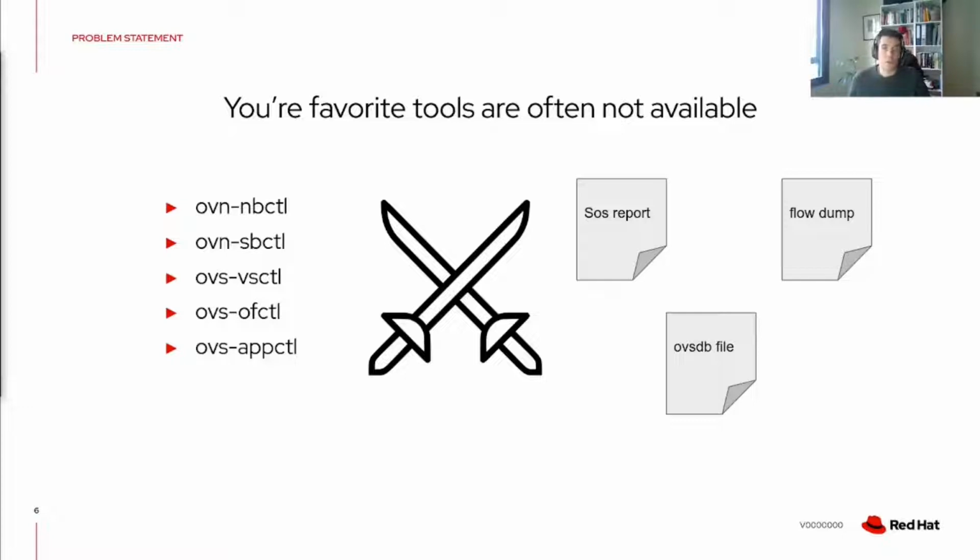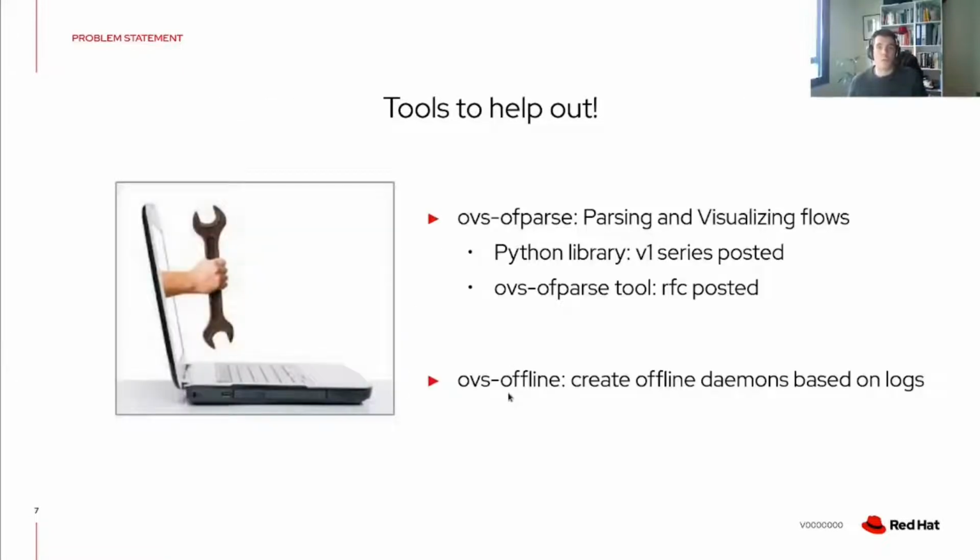And the result of that is that we take longer to analyze and solve customer cases and also to develop new features. In order to help out, we've introduced a couple of tools. First, I will briefly explain how OVS ofparse works, a flow parsing and visualization tool. And then my colleague Salvatore Daniele will show another tool called ovs-offline, which helps with offline debugging. So please bear with me while I first explain how the flow parsing library works, and then we'll see it in action, I promise.